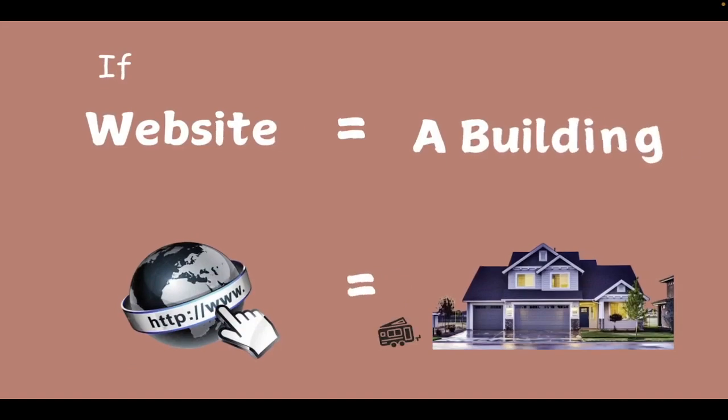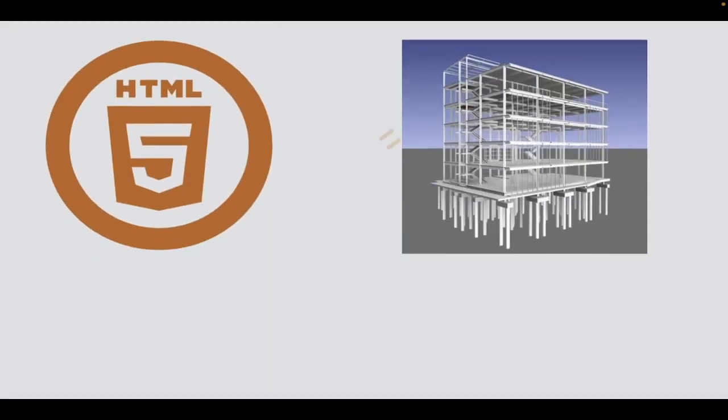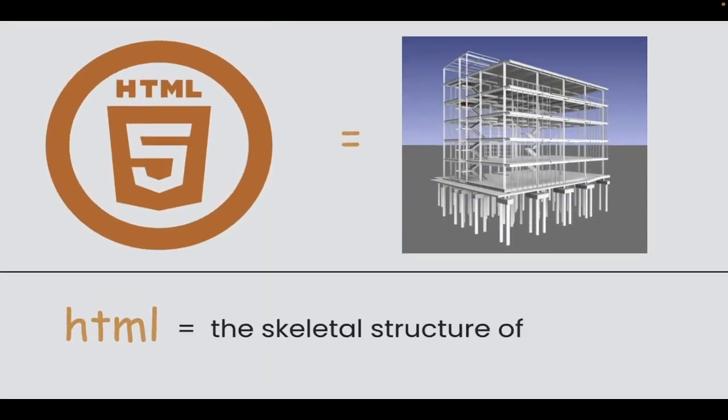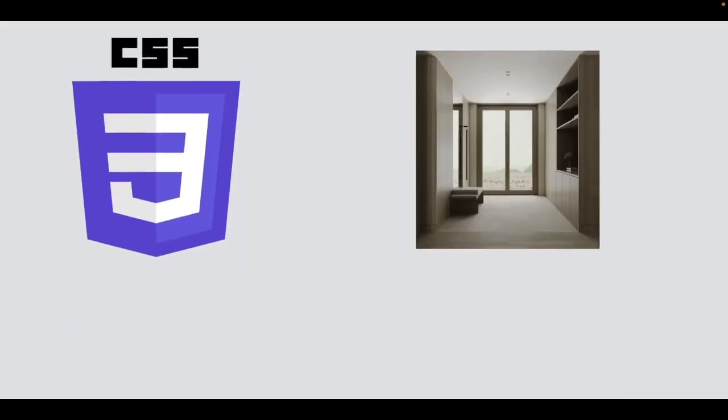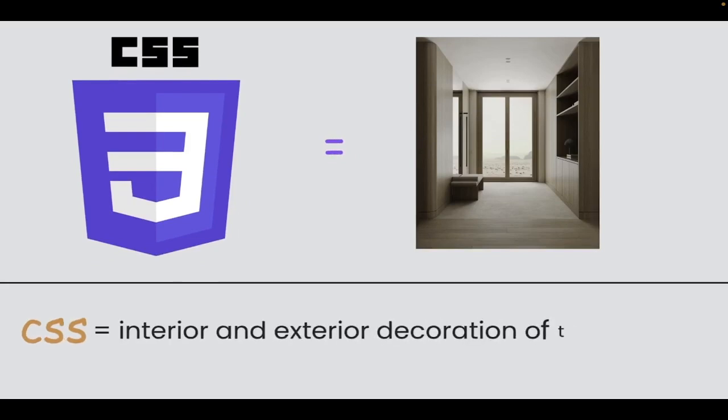If we compare a website to a building, then HTML will be the skeletal structure of the building. The pillars, the concrete, and everything that forms part of the skeletal structure of the building would be the HTML of a website. While CSS will be the internal and external decorations of the building. This includes painting and everything that makes the building look beautiful.